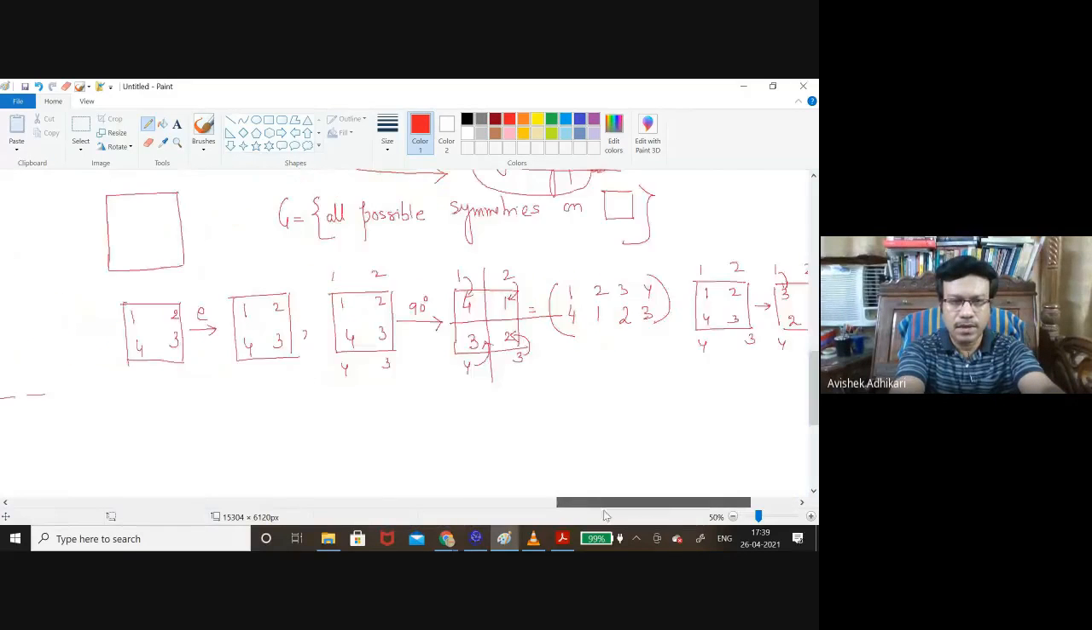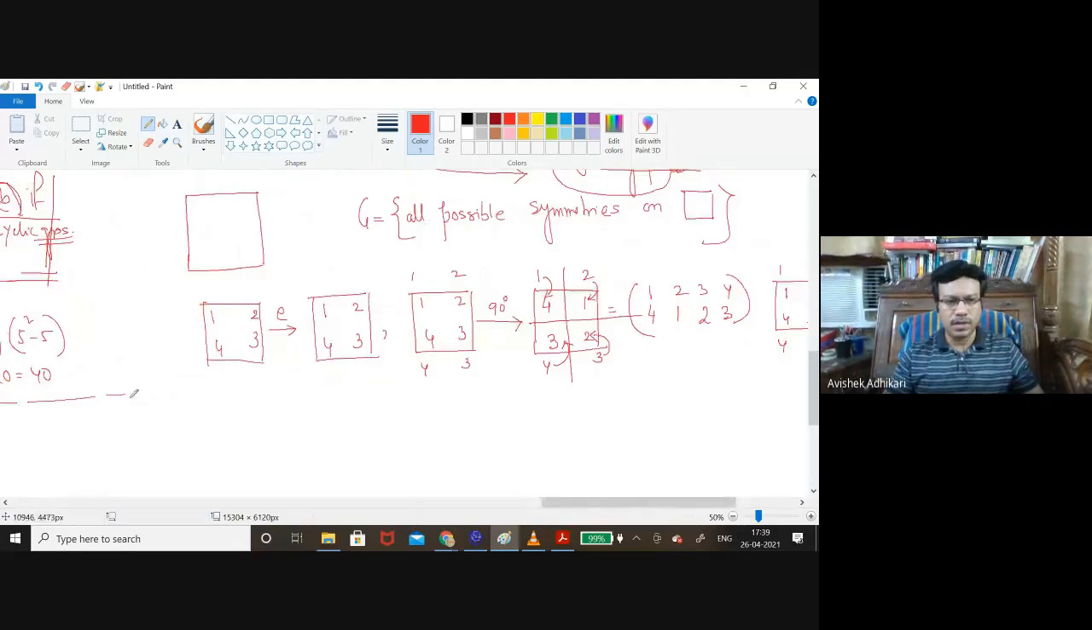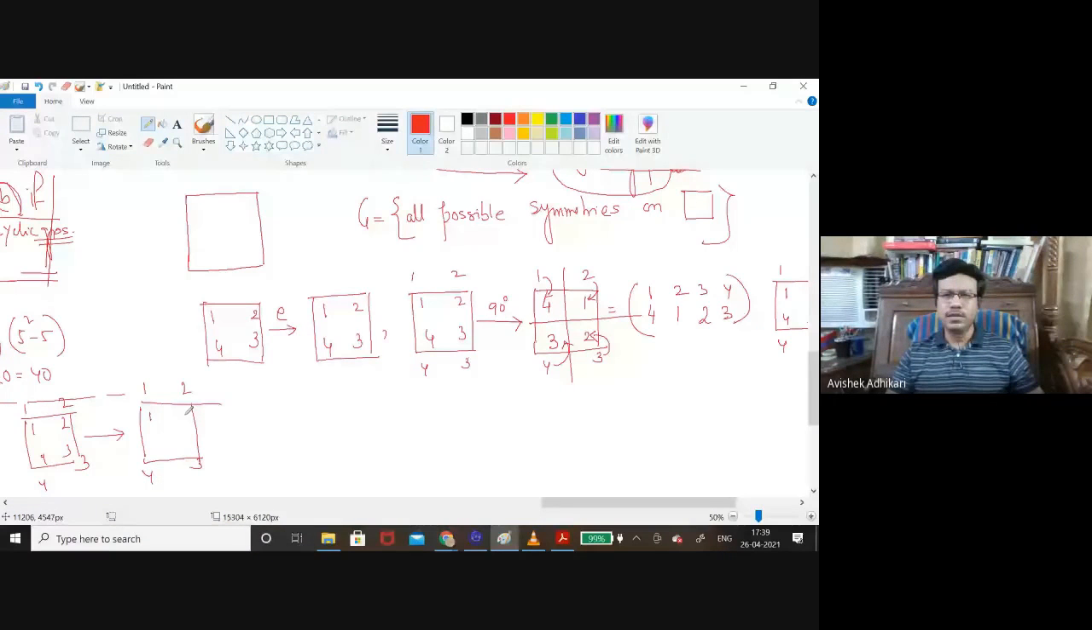Similarly, I can have other rotations as well. I can have 1, 2, 3, 4. If I move by an angle, how much angle? 270. It was a 180-degree rotation, right? So it's 270, right? So then what will come here?